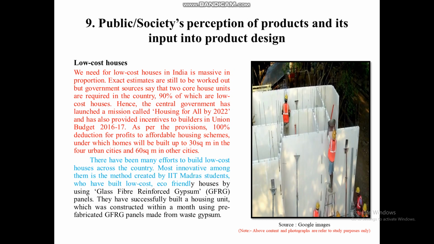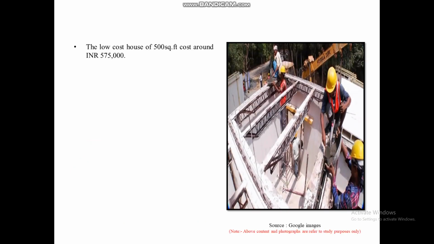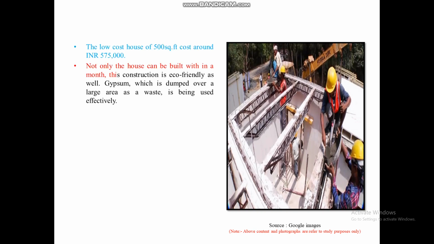Most innovative among them is the method created by IIT Madras students, who have built low-cost, eco-friendly houses using glass fiber reinforced gypsum panels. They have successfully built a house unit constructed within the month using prefabricated GFRG panels made from the waste of gypsum. The low-cost house of 500 square feet costs around Indian rupees 5,75,000 only. Not only can the house be built within the month, this construction is eco-friendly as well.